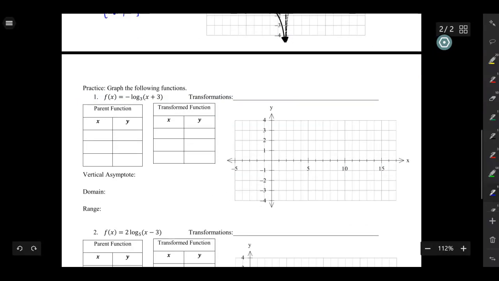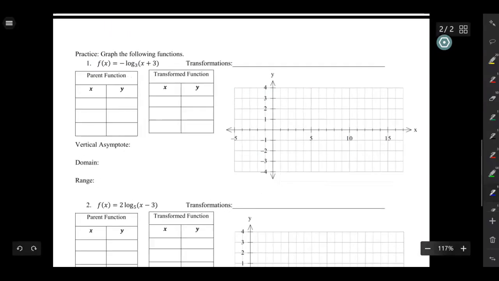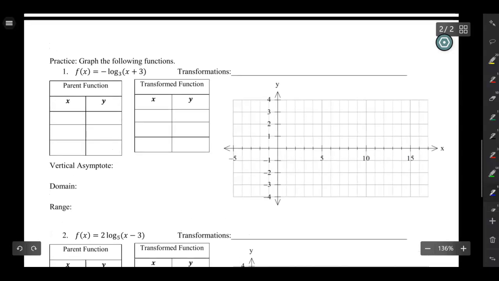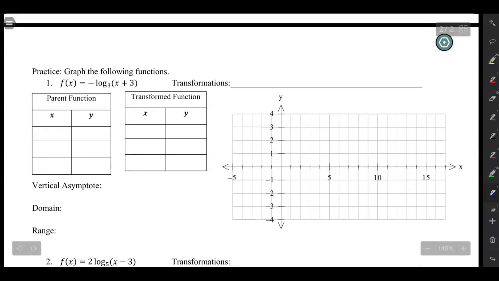So let's go ahead and look at some more examples of these to make sure that we are feeling okay about them. So the first thing that I want to do is identify the parent function in this equation. So I have negative log base 3 of x plus 3. So my parent function is log base 3 of x.